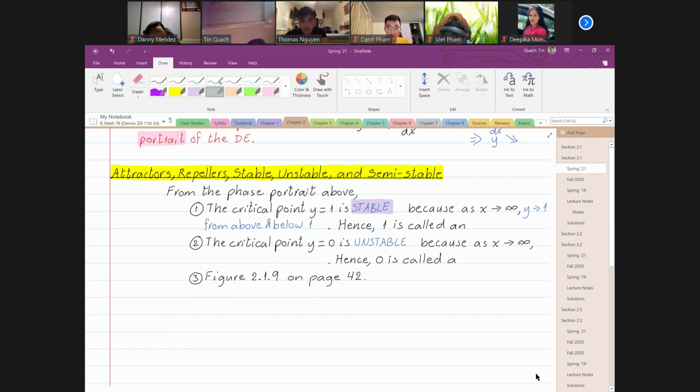Wait, sorry. In the previous one, it says "hence 1 is called an..." In number 1 at the very end, "hence 1 is called an..." Oh, what we call? Thank you. We call it an attractor. So if it is stable, then we call it an attractor. If it is unstable, because as x approaches 1, y travels away from 0, we call 0 a repeller.